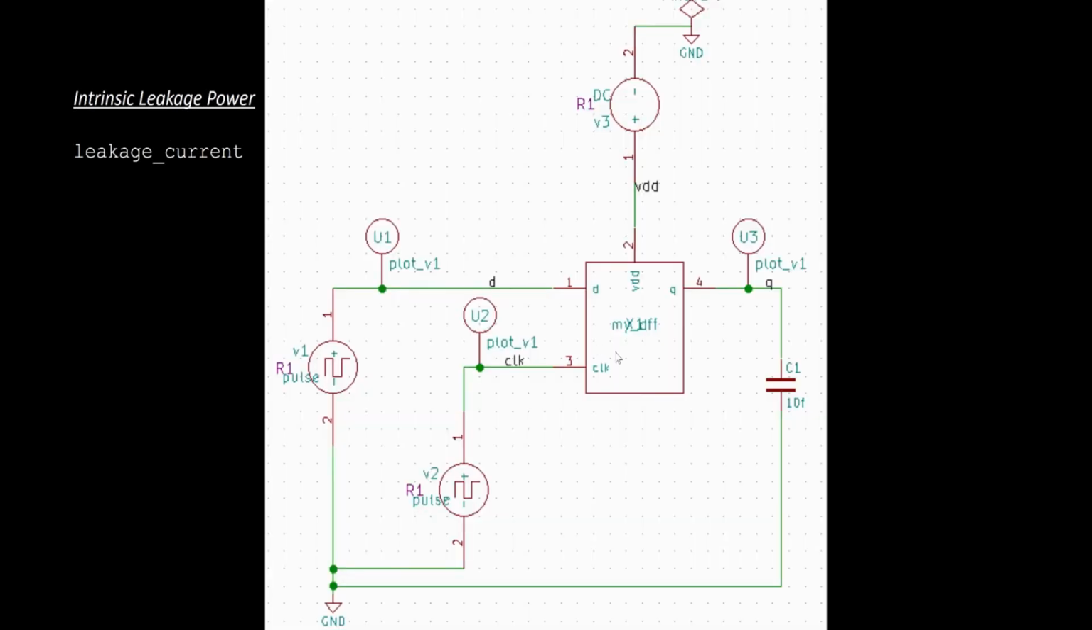So we'll take an example of this particular flop. Remember, this is the flop that we were using for our timing characterization. It has the power supply, the ground connection, and the inputs that are toggling at different rates. We'll consider one example of the rates at which D is toggling and the clock is toggling, and try to generate the power numbers or the leakage numbers for this particular flip-flop.